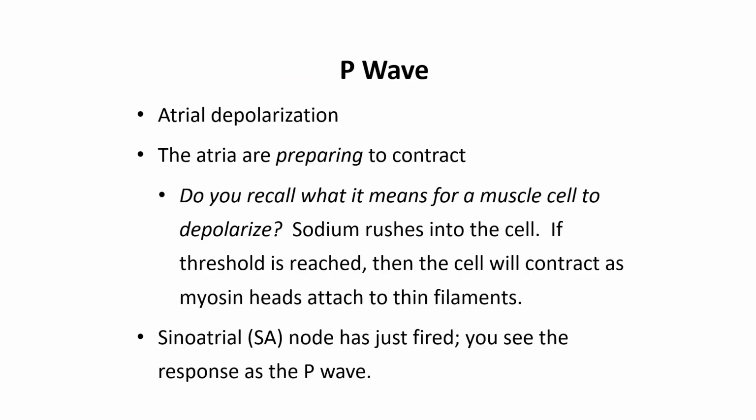Okay, so this just is a good review for us. P wave represents atrial depolarization. The atria are preparing to contract. All that wave represents to us is sodium rushing into the cells of the atria, preparing to depolarize and contract those muscles. So prior to the P wave, we assume the SA node has fired. The P wave is just a representation of the sodium ions flooding into those muscle cells in the atria.